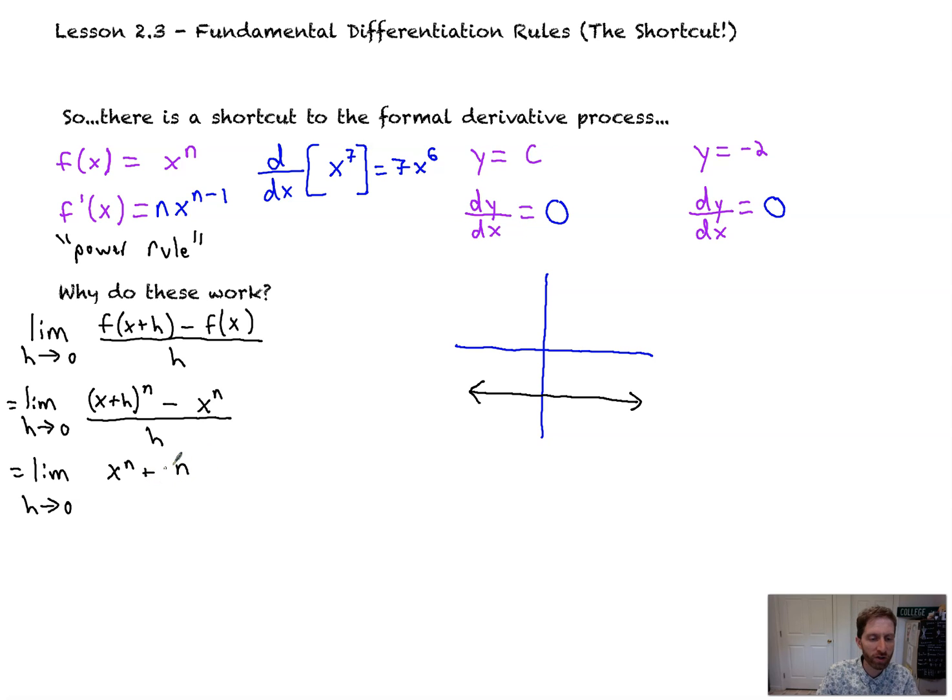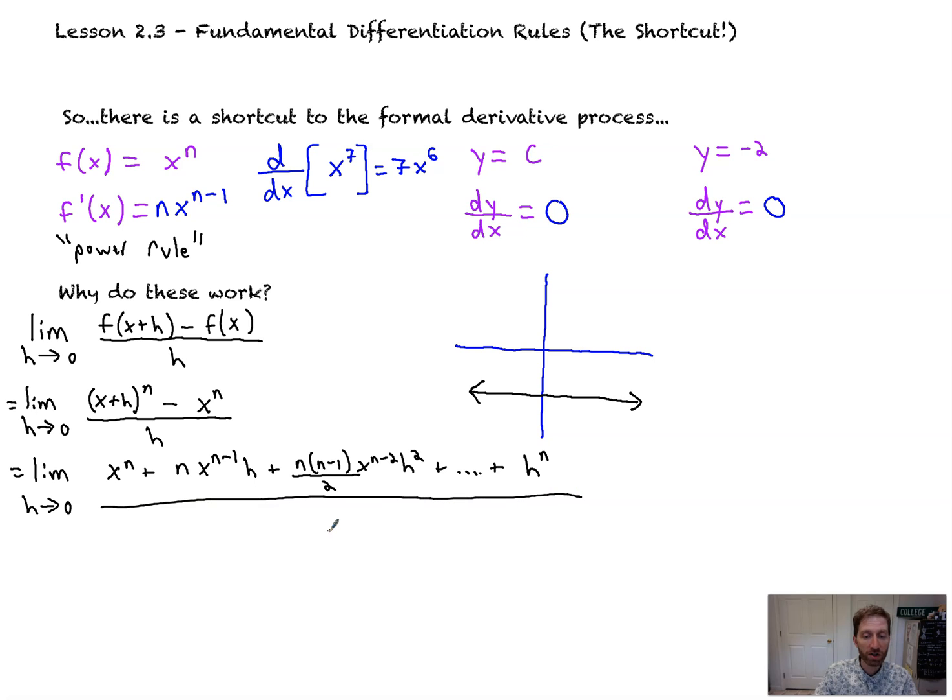We get a coefficient n times x to the n minus 1 times h, plus the next one, I believe, is going to be n times n minus 1 all over 2, that's our coefficient, times x to the n minus 2, h squared, plus, and it keeps on going like that until our final term is actually h to the n, all over h. Now, why does this h matter? Let's check it out. Oh, I forgot the minus x to the n. How could I do that? We got the minus x to the n.